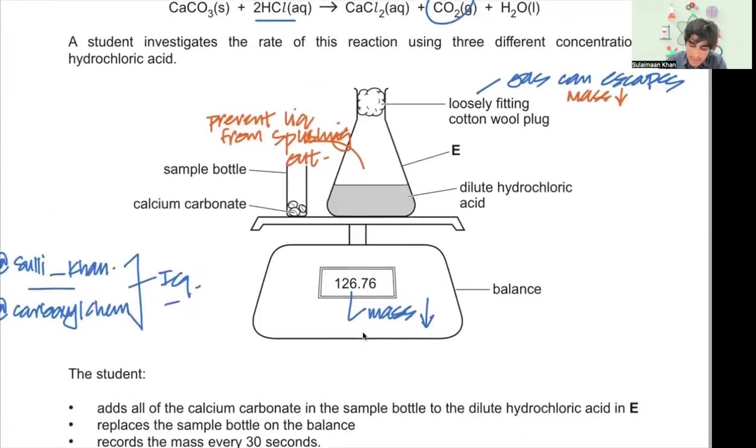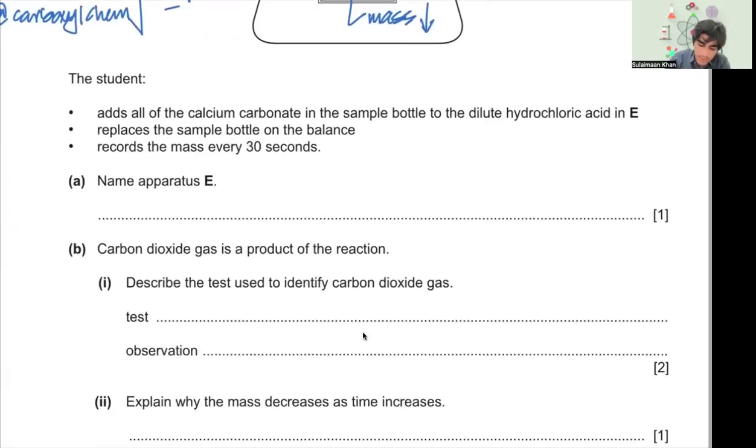Name the apparatus E. So apparatus E is a conical flask. That's called a balance. So you could also call it an Erlenmeyer flask, but if you mess up that spelling, it's on you.